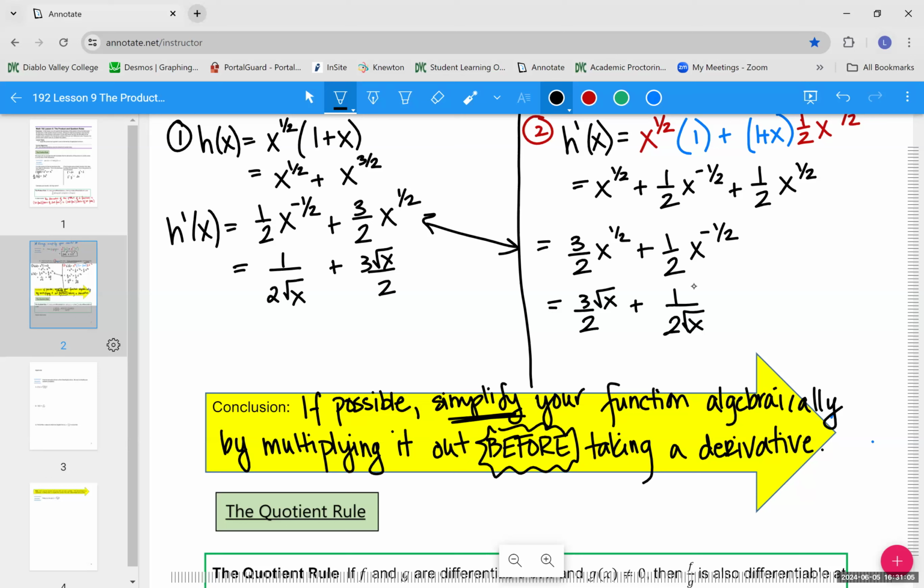And I will also say, spoiler alert, that I definitely have been known to put on an assessment a problem where the product rule is kind of gross, but if you had just multiplied it out first, or maybe it's the quotient rule, if you had just multiplied it out first, the problem is infinitely easier. So think smarter, not harder. Do I really need the product rule?